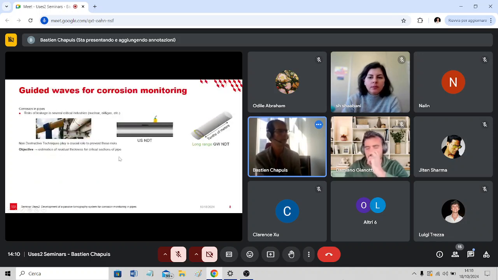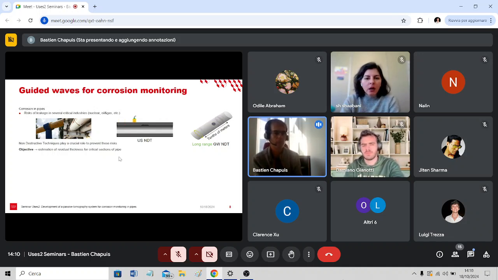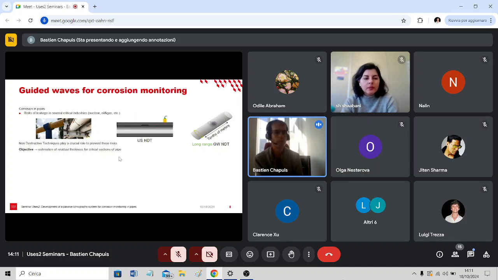So let's start with guided waves for corrosion monitoring. Corrosion in pipes is a very common phenomenon in metallic pipes, and in several critical industries, it can lead to very severe problems. Especially, you've probably heard that 2 years ago in France, we had a major problem of corrosion in the nuclear industry. We were obliged to shut down tens of nuclear power plants, and it cost EDF, the French company, a lot of money due to the detection of this corrosion.